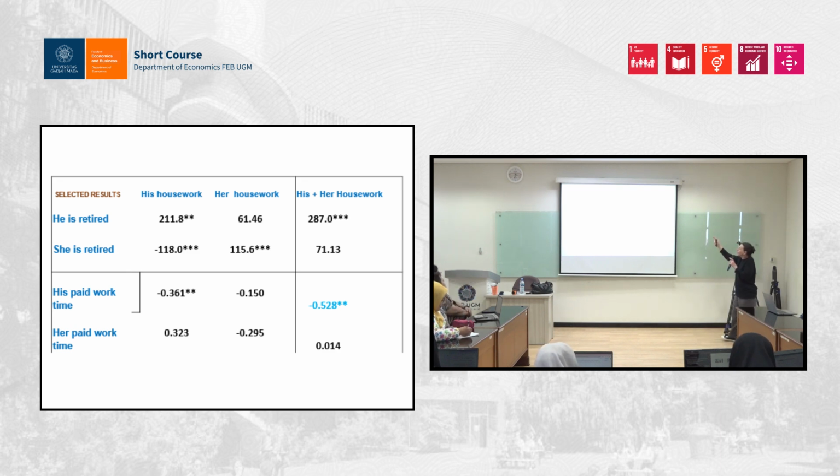So what is happening to her housework when he's retired? We found that it increases by 1 hour, maybe because he needs more home-cooked food or I don't know what, but it's not statistically significant, those 61 extra minutes. Well, when she is retired, she does 2 more hours of household work, and he does more or less the opposite, 2 hours less.